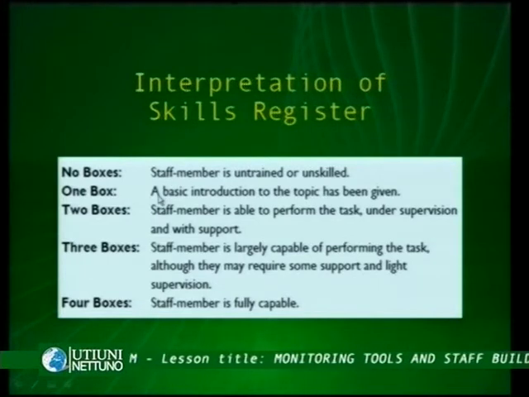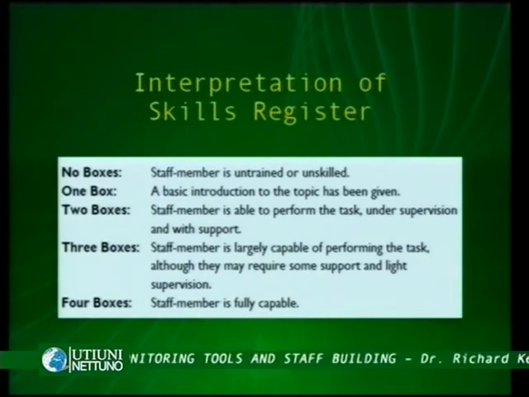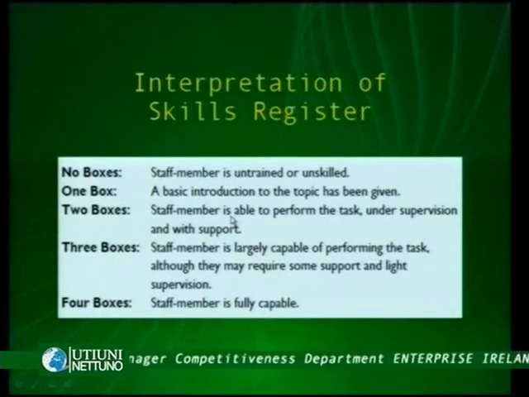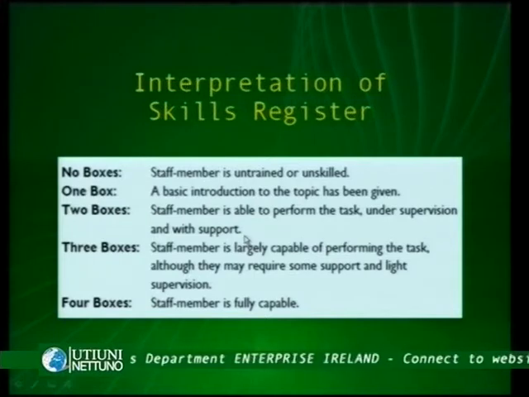If 1 box is filled on the Skills Register, as presented in the support materials available on the website and in the support book, the staff member has a basic introduction to the topic. They have received simple training, a simple introduction to what is involved. If 2 boxes are filled, the staff member is able to perform the task under supervision and with some support. They know how to do the job, but they may need some help. They may need some supervision. They're not fully independent of the manager or the supervisor at this time.